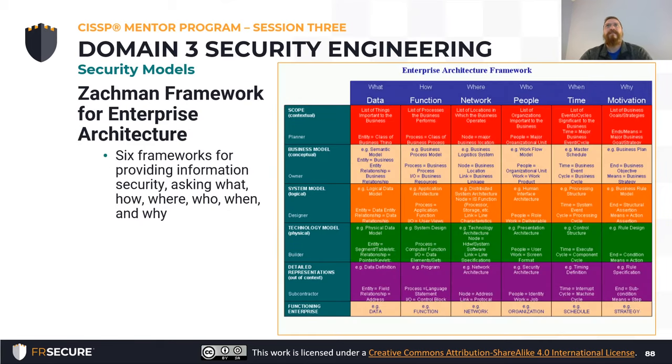All right. The Zachman Framework for Enterprise Architecture, which is a framework for providing information security, asking what, how, where, who, when, and why. I've never actually seen this in use anywhere. What you would want to know for this one is which framework asks who, what, where, when, why, and how. If you see that, that's your Zachman framework. You can look through the different things on the table there; it gives you some good examples. Again, I've never seen it, I didn't have anything on it, and I haven't heard of anybody having this, but we want to know what it is. Again, this goes back through the history of how we got to where we're at.